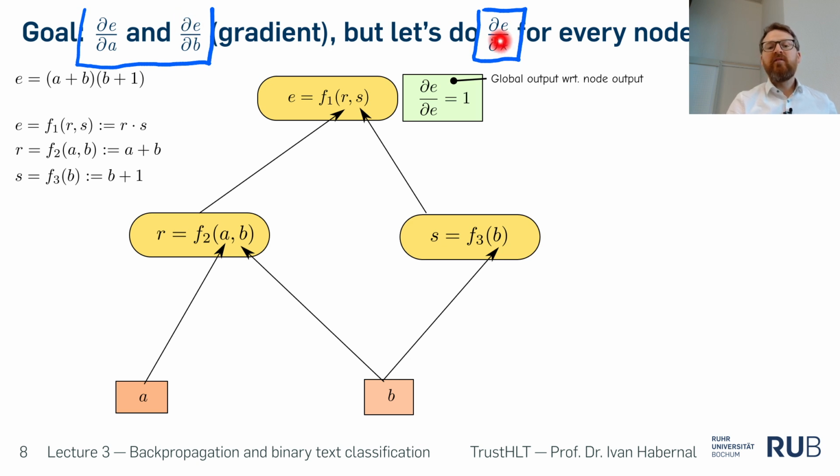And by doing this for every node, we'll figure out there's actually a nice little trick that helps us to do it very efficiently. Okay, so this is the goal: how to compute the gradient for every node. So where do we start? We start at the output value at the top.